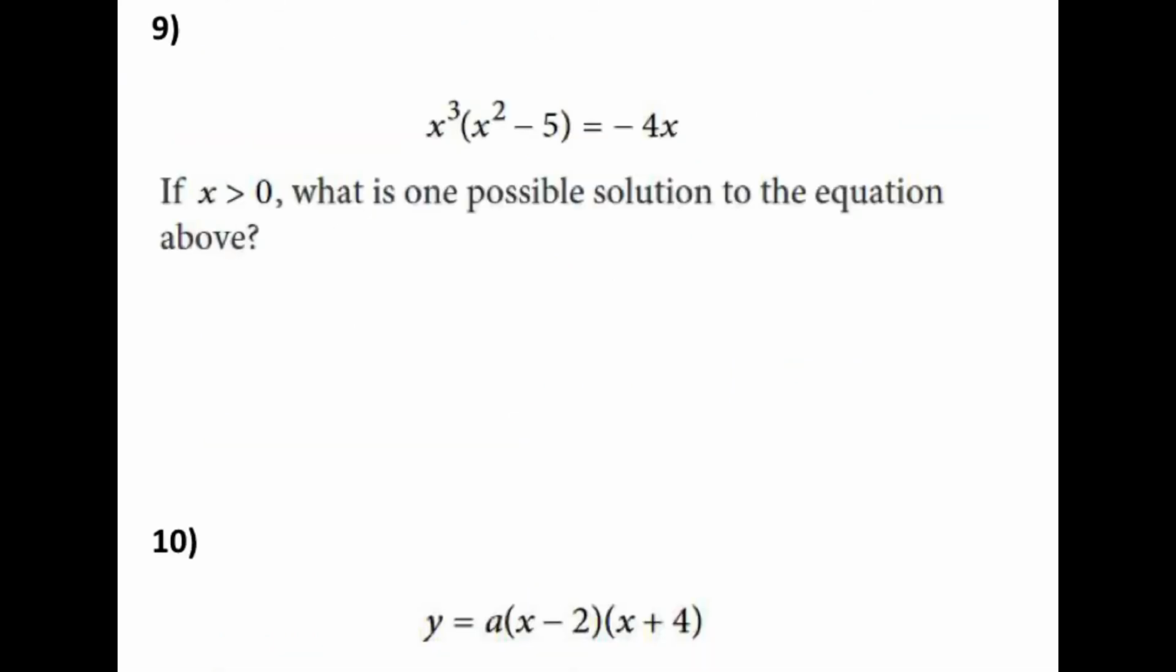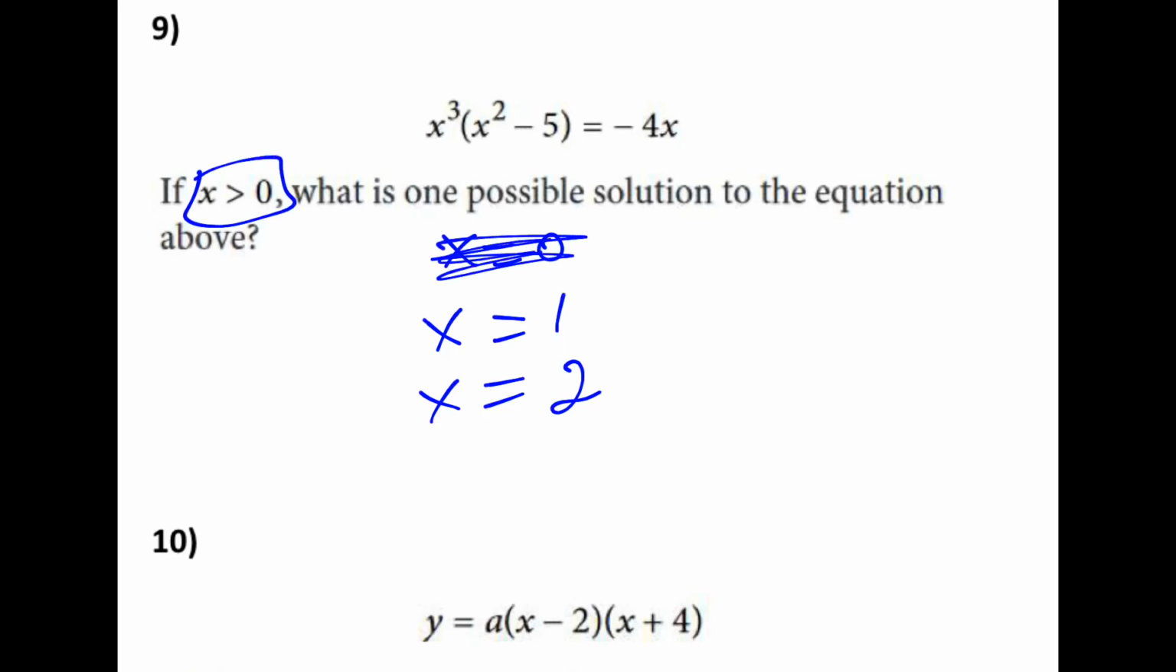Number 9, if x is greater than 0, what is one possible solution to the equation above? So you could just try to guess and check your way through this. You could try a couple numbers like x equals 0, x equals 1, x equals 2, and go from there. But it tells you x has to be bigger than 0, so let's start here. If you tried 1 cubed times 1 squared minus 5, is that equal to -4 times 1?